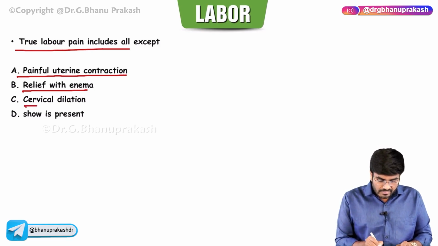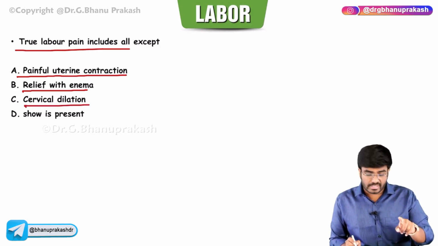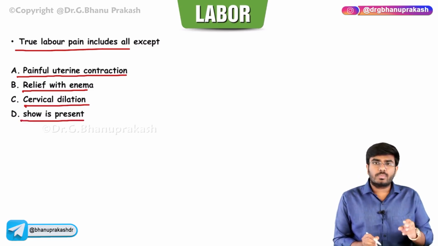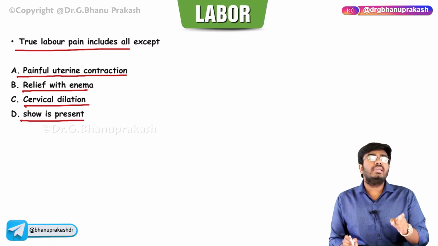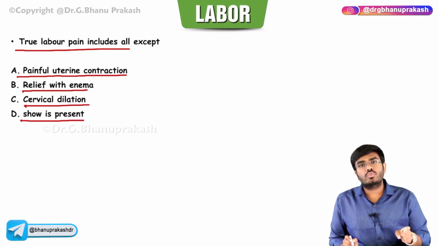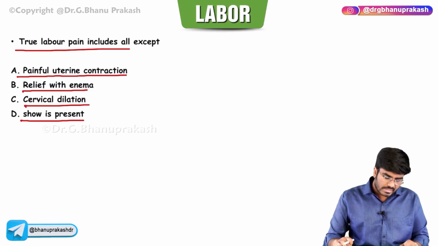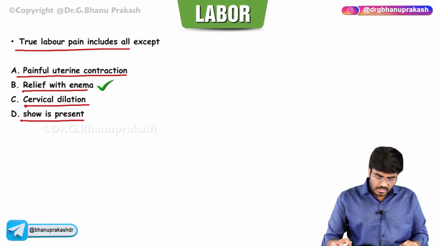With true labor pains, you will have cervical dilation. With false labor pain, there is no cervical dilation. Show is going to be present. That mucus plug is going to simply dissolve and come out. Show will be seen with the true labor pain, but there is no show with the false labor pain. So the answer is relief with enema is not going to be seen.